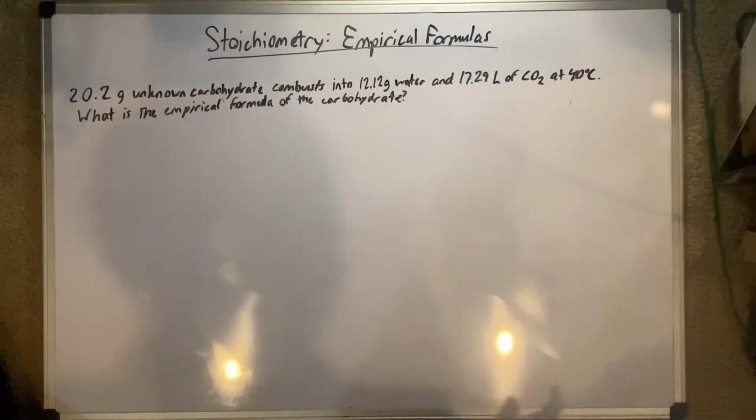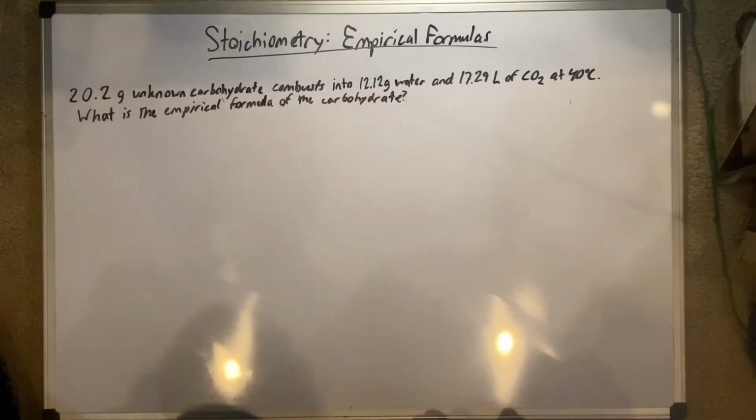All right. So 20.2 grams of an unknown carbohydrate combusts into 12.12 grams of water and 7.29 liters of carbon dioxide at 40 degrees Celsius. What is the empirical formula of the carbohydrate? Okay, so first of all, there's a lot to unpack here that we need to do immediately before we even start thinking about what the answer is.